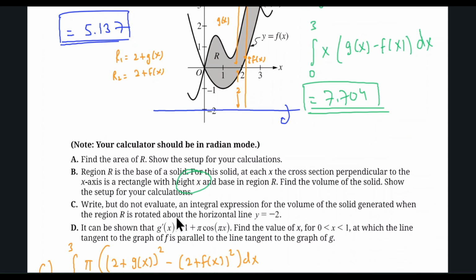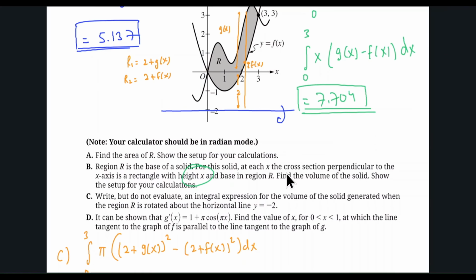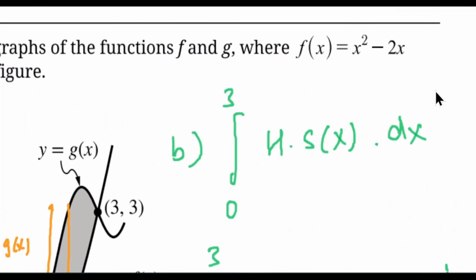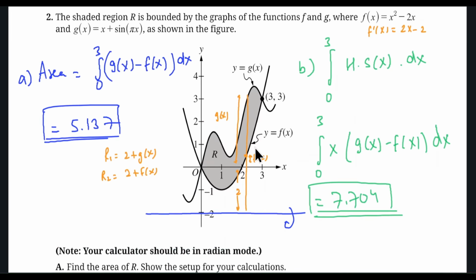Okay. The last one is: it can be shown that g prime is this. Find the value of x in 0 to 1 at which the line tangent to the graph of f is parallel to the line tangent to the graph of g. So basically, I want when g prime equals f prime, right? And for our convenience, they have given g prime. What is f prime? Pretty straightforward. From here, I can find f prime as simple as 2x minus 2. So I want when f prime and g prime are equal.